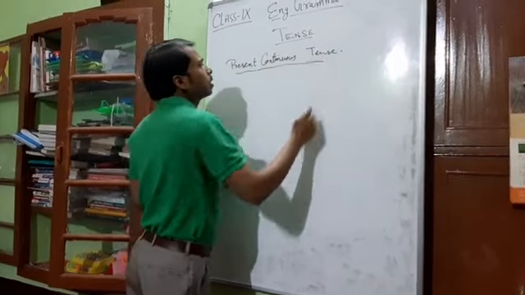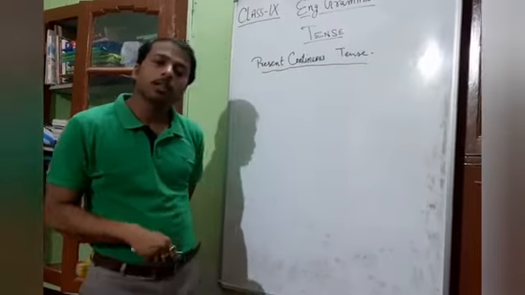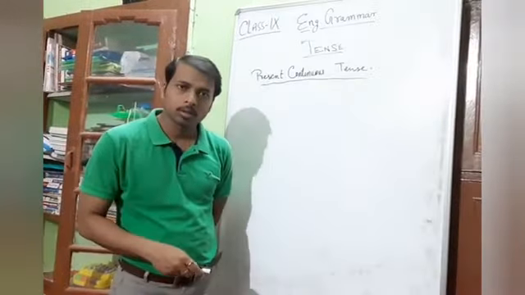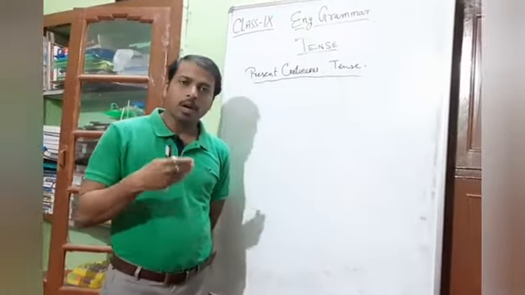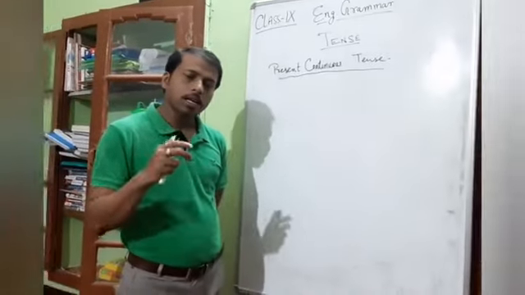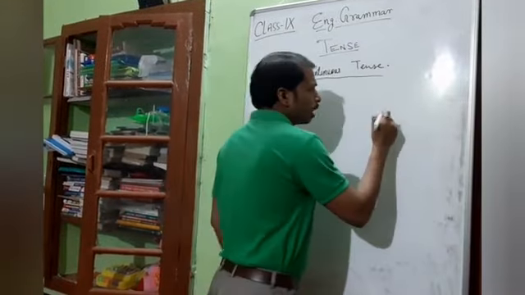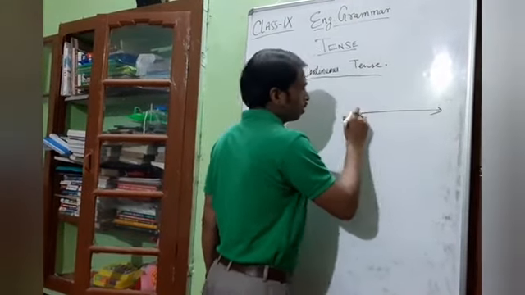Present continuous tense refers to that action which goes on at the time of speaking. Like, now I am teaching English. So this is an action which is going on, an unfinished action at the time of speaking. Let's try to understand through a timeline.